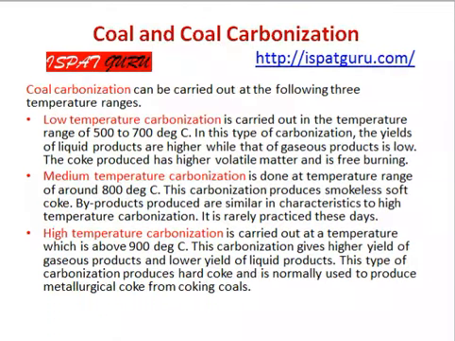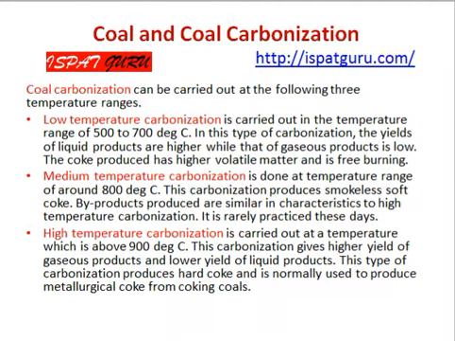The coke produced has higher volatile matter and is free burning. Medium temperature carbonization is done at a temperature range of around 800 degrees centigrade. This carbonization produces smokeless soft coke. Byproducts produced are similar in characteristics to high temperature carbonization. It is rarely practiced these days.